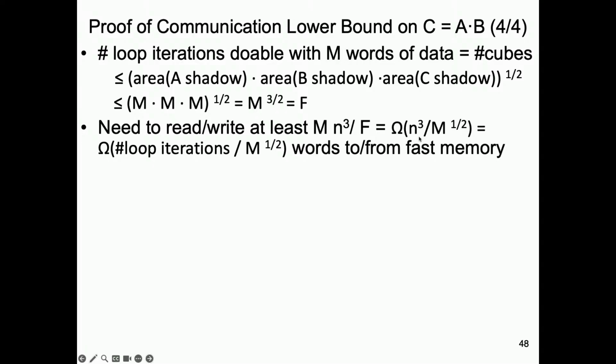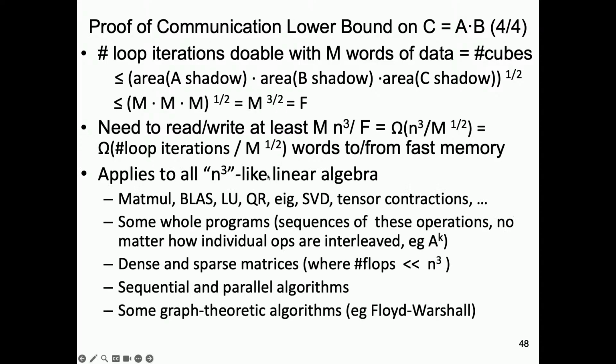OK, and so what this abstraction lets you do, we didn't pay attention to the dependency graph of the algorithm at all. We just said, my inner loop looks like this. And it applies to any code that smells like three nested loops. So matrix multiply, all the BLAS, LU, QR, tensor contractions, which can have a lot more nested loops. It can apply to whole programs, like sequences of these operations. Like I'm computing powers of a matrix multiply. It's the same lower bound.